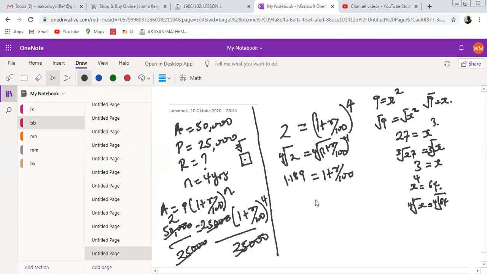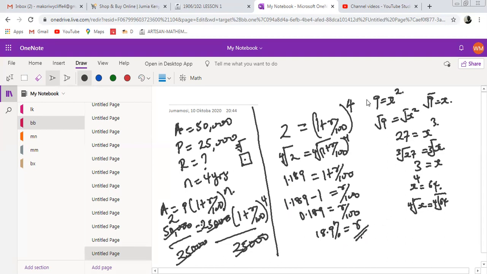We get that it's going to be 1.189. Therefore, 1.189 minus 1 must give us r over 100. You find that 0.189 is equal to r over 100. So 18.9% is going to be r.